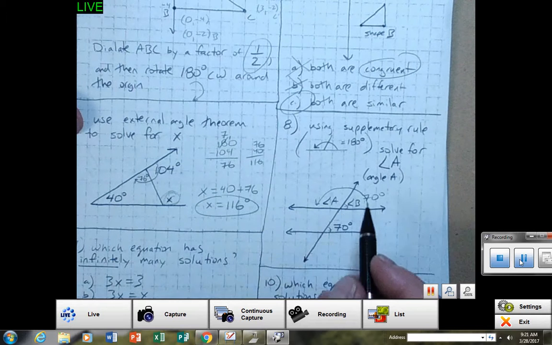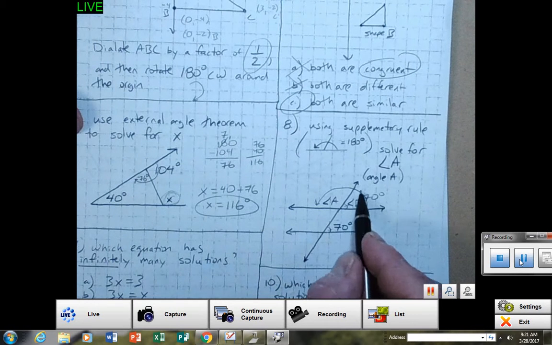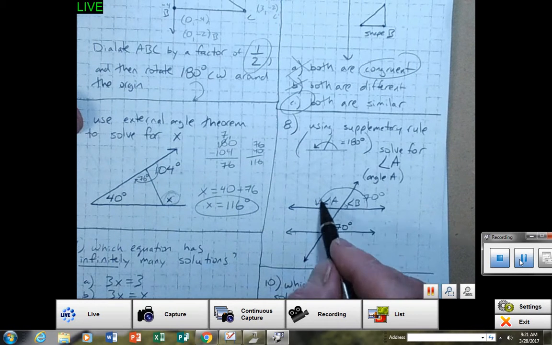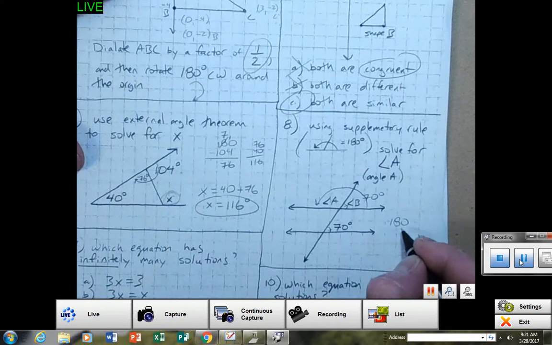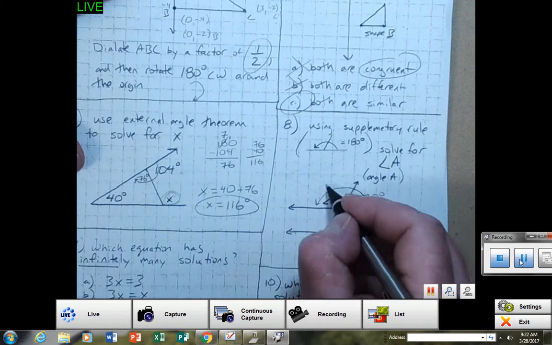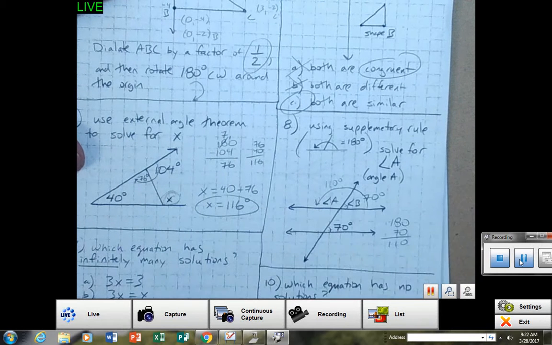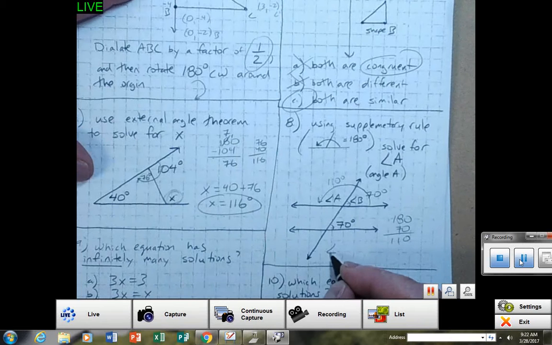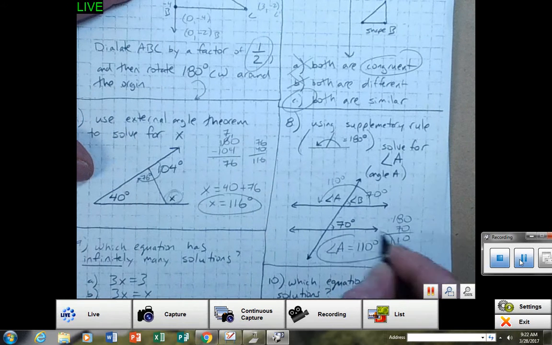Because again, remember, 70, this angle plus this unknown angle will equal 180. A lot of people could just do that in their head, but if I take 180 minus 70, I get 110 degrees. That angle has to be. So angle, that's the symbol for angle. Angle A is 110 degrees.